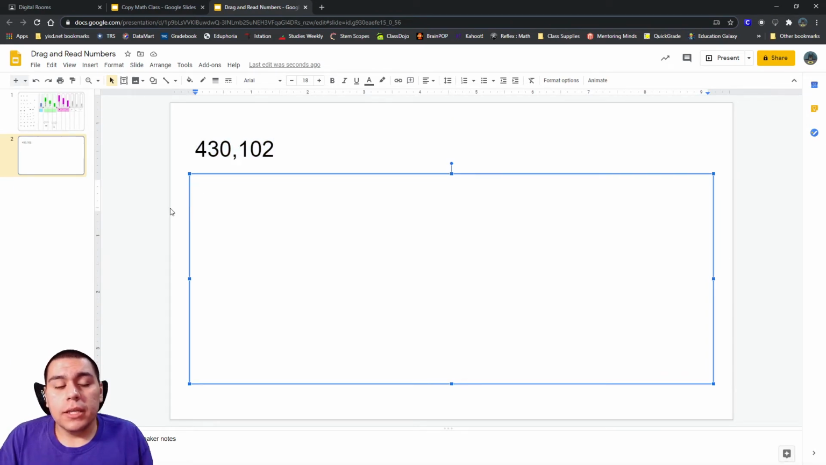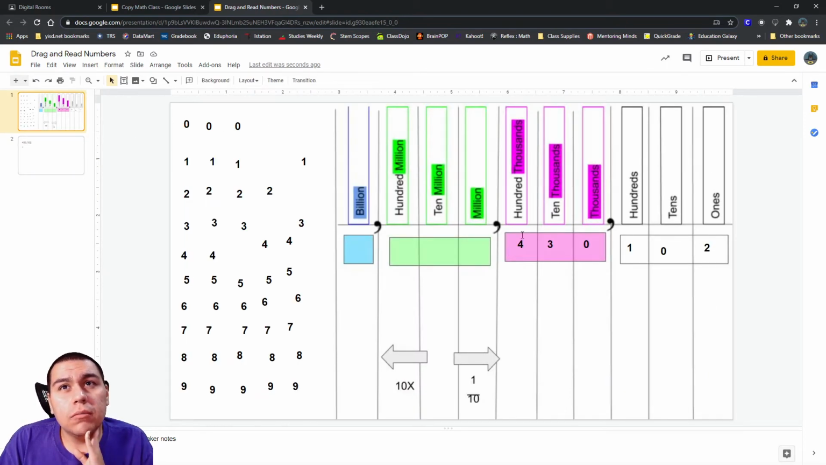If I put this number in expanded form, what should be the first digit? What would be the first digit for this number? Jaylene, what do you think? What would be the first digit of this number? Four. Our first digit is 4. What place value is it in, Jaylene? If I go back here, what place value is the 4 in?